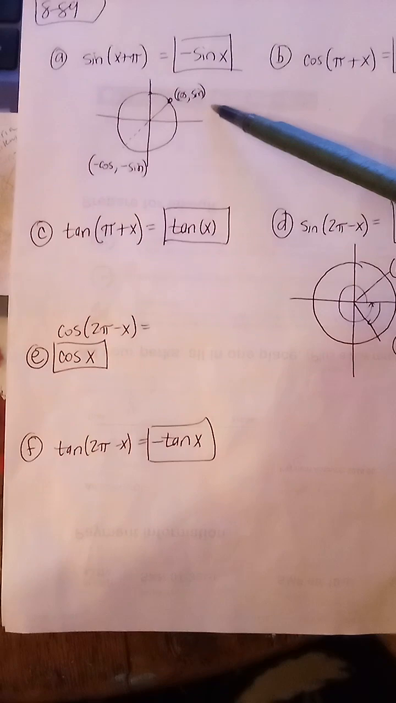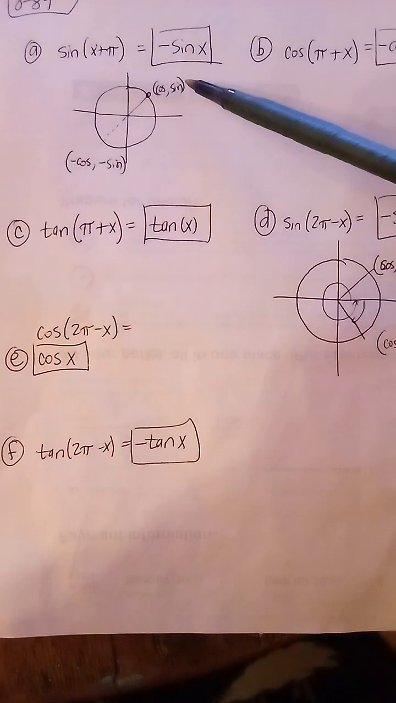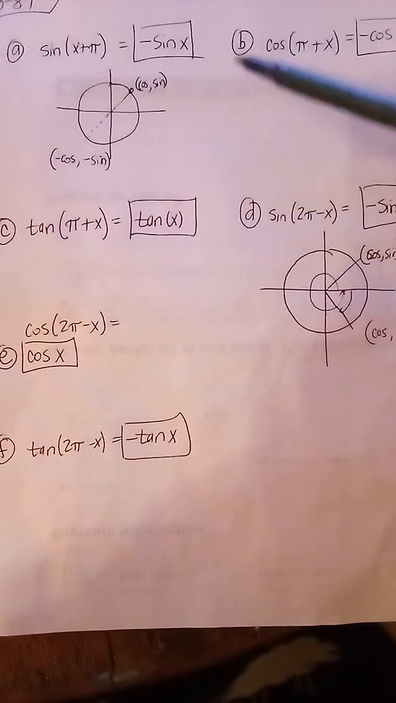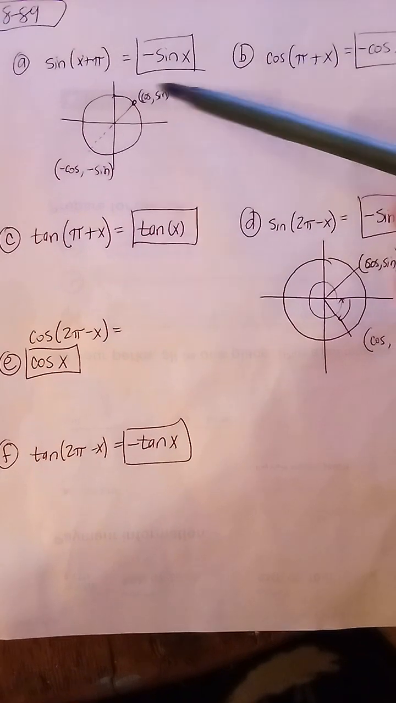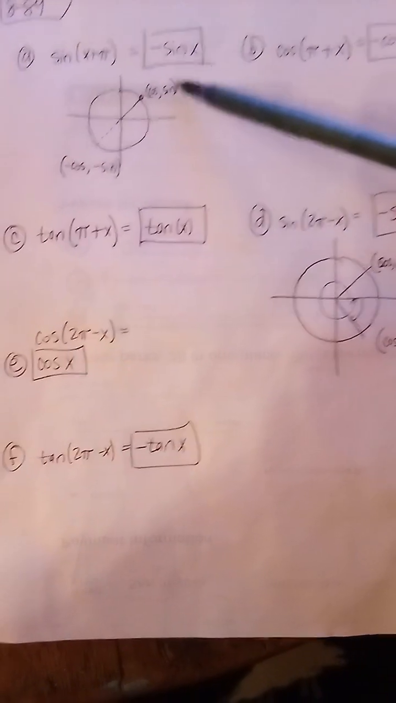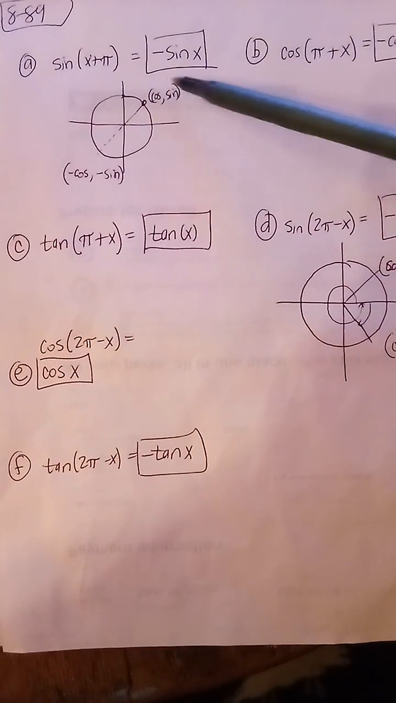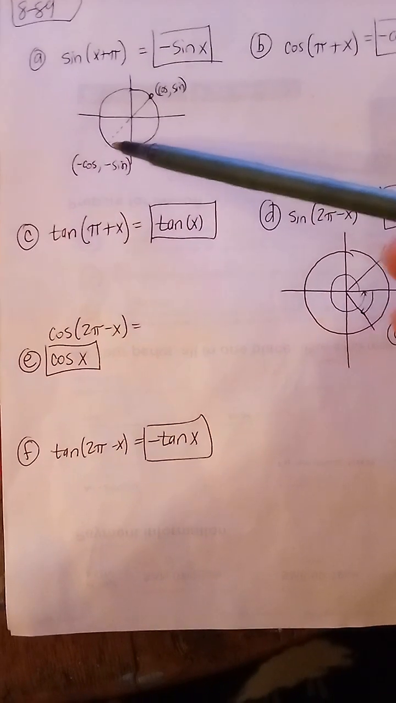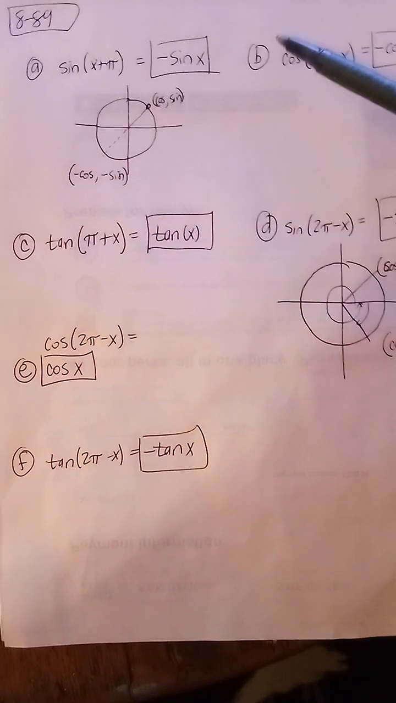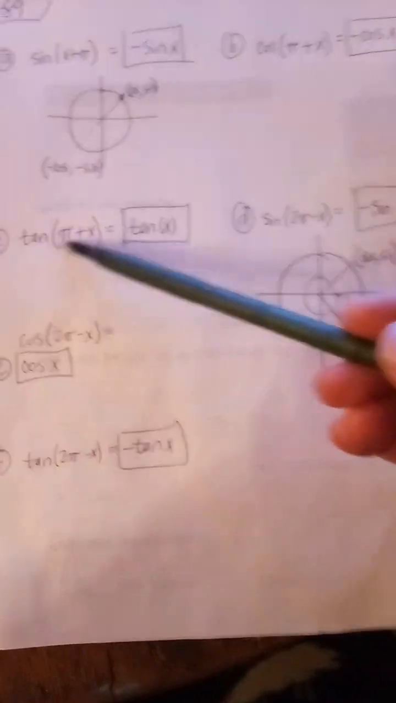And tangent is sine over cosine. So if this was a fraction, it's a positive over a positive, which is a positive. And this would be a negative over a negative, which is also a positive. So tangent is just going to stay positive.